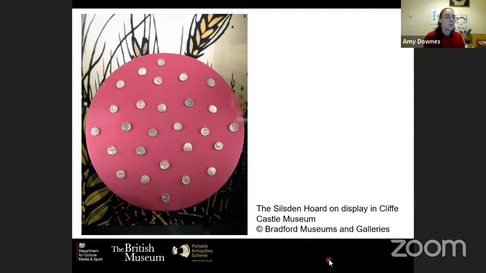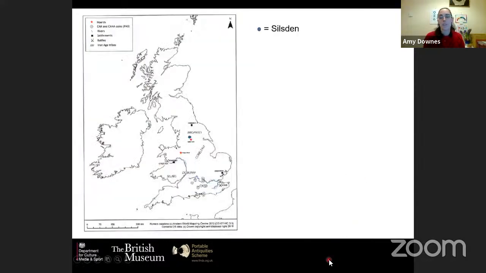Now, one of PAS's Roman coin advisors, one of our national finds advisors, is Sam Moorhead. And if you ever get the chance to hear him speak or read his work, you should do, because he's very entertaining, very knowledgeable, great teacher. He's published a paper on the Malpas hoard, which is from Cheshire, which you can hopefully see as this red star here. That's the Malpas hoard.